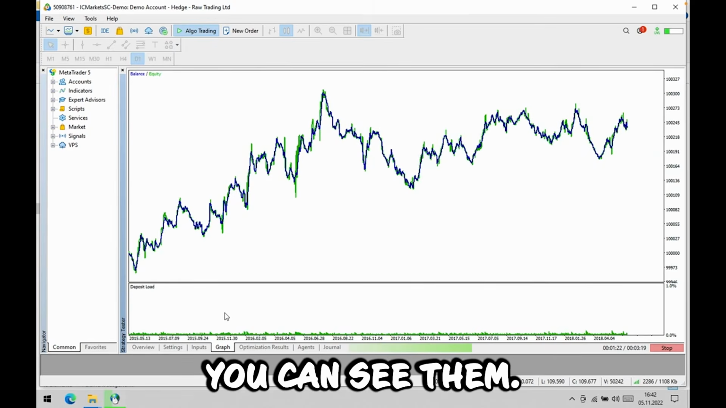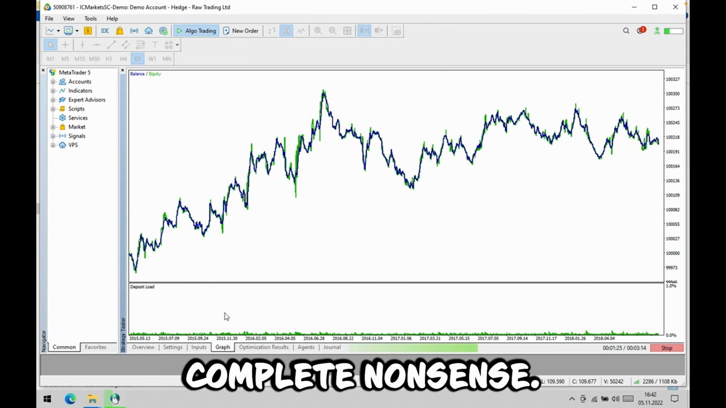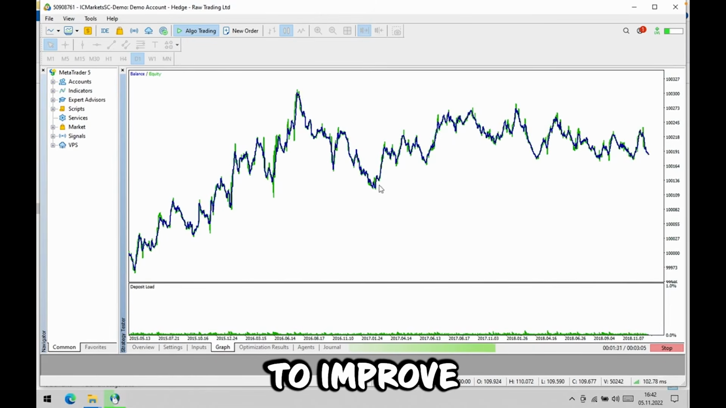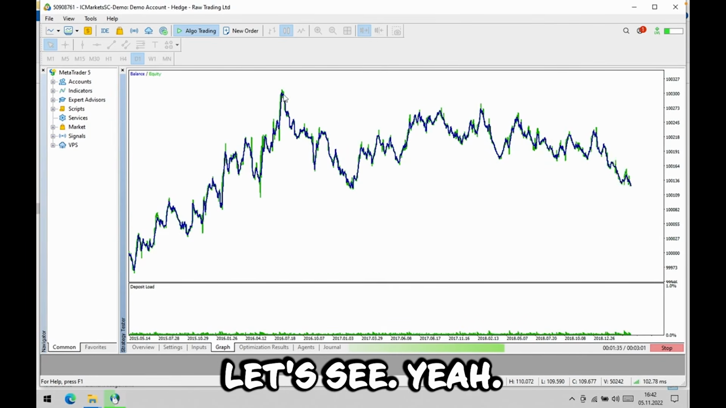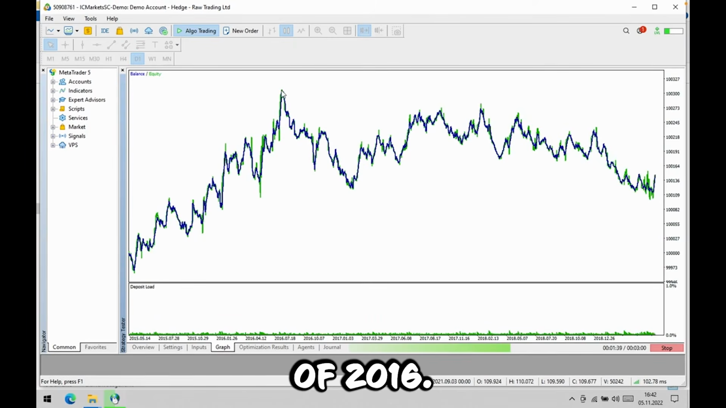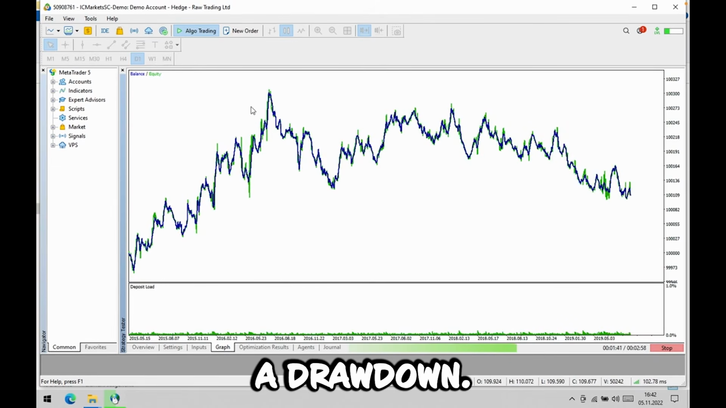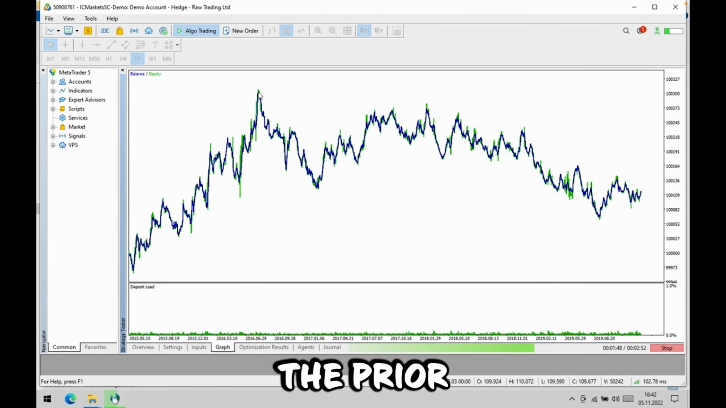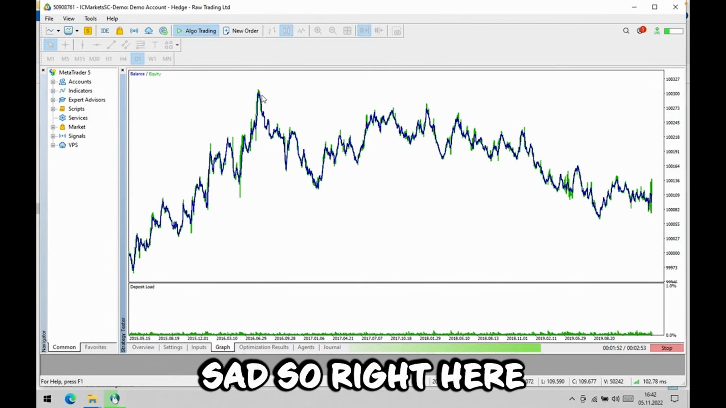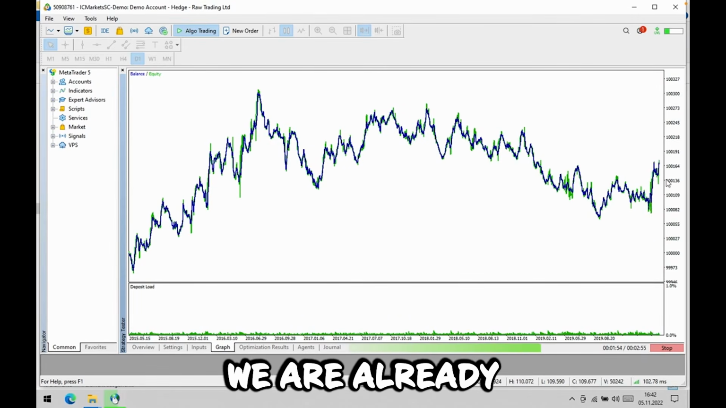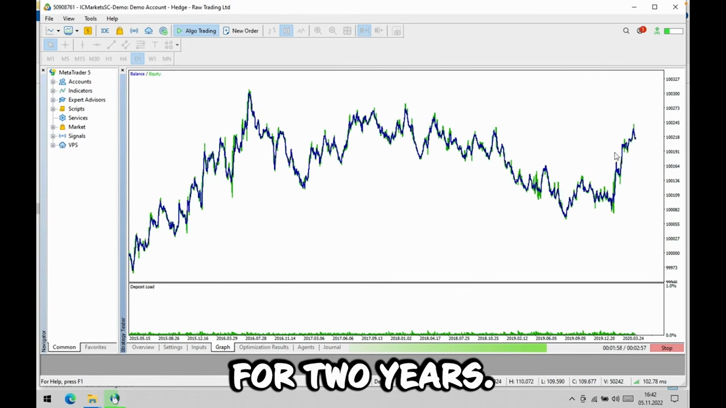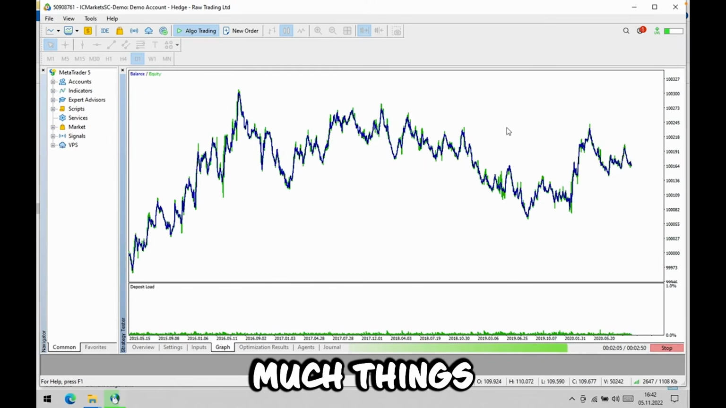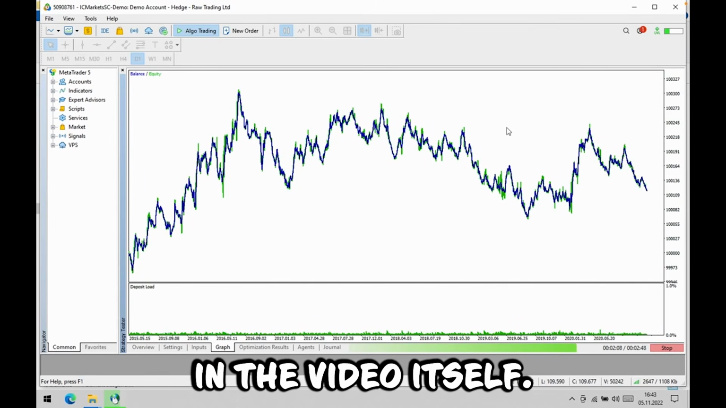And as you can see, the strategy is not complete nonsense. It is quite interesting. There's definitely a lot to improve, since you see we peaked here. Let's see. Somewhere in the mid of 2016, and since then we are in a drawdown. A drawdown means the equity curve never exceeded the prior high of our equity curve. What is a bit sad, so right here we are already in a drawdown for 2 years, 2.5, 3 years. So it is quite a rough strategy, many things to improve, as the guy is also mentioning in the video itself.